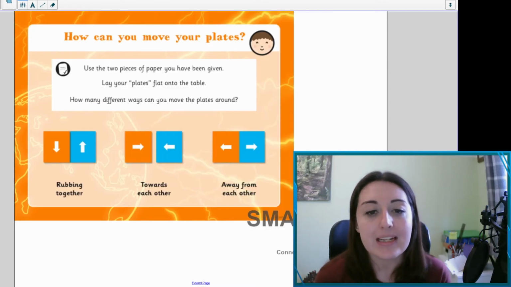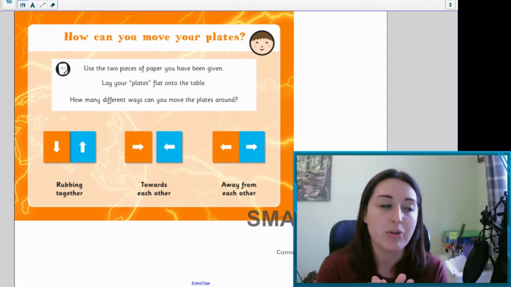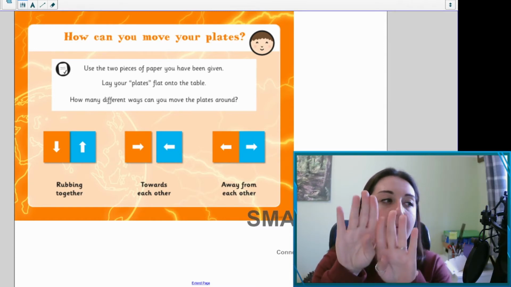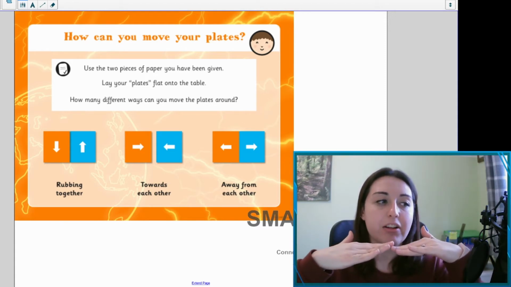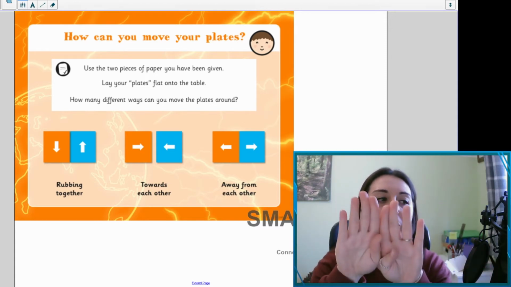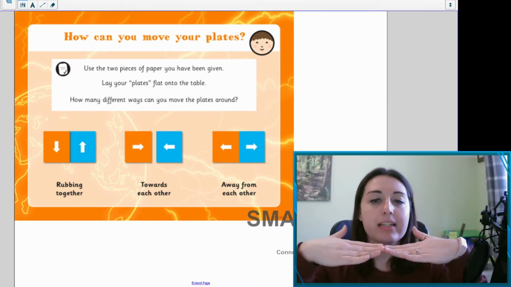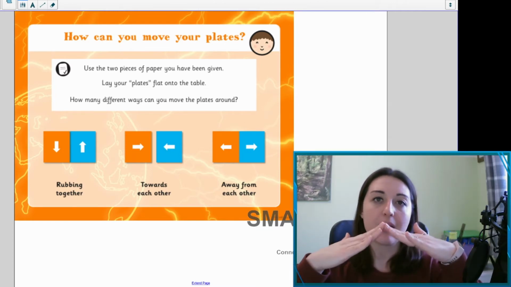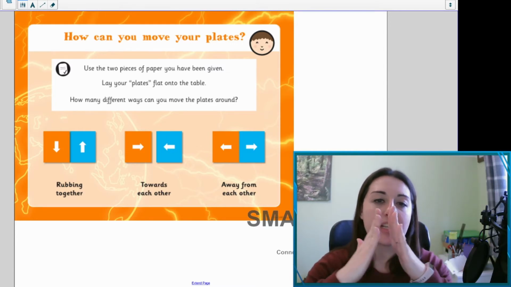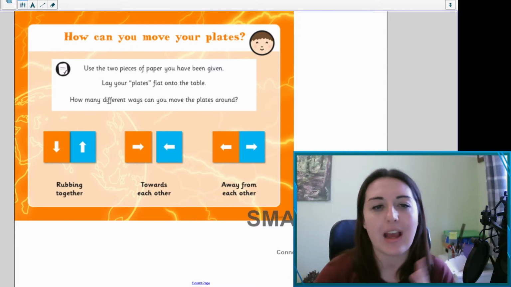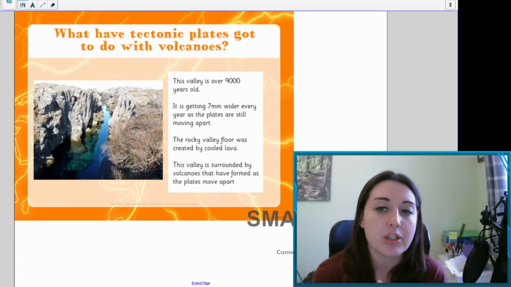Now these plates, we've also done this exercise before, where we've had a look at how the plates move. So the plates can move rubbing past each other, they can push in towards each other, and they can move away from each other. So when plates rub against each other, that's when we get our earthquakes. When plates move towards each other, that's when we get our mountains and our volcanoes. And when they move away from each other, that's when gaps are formed. That can also happen in earthquakes. So what have tectonic plates got to do with volcanoes?